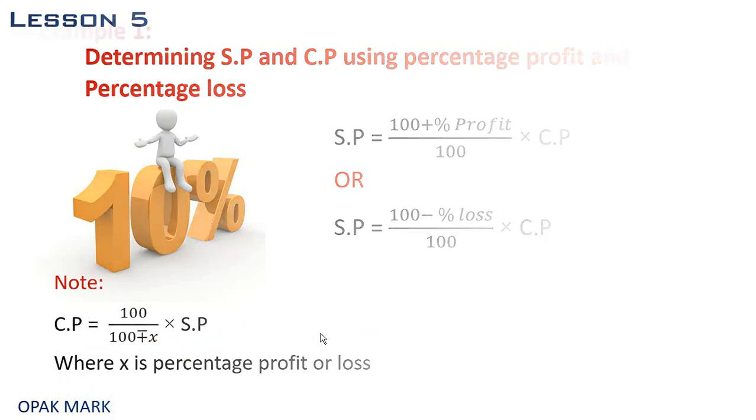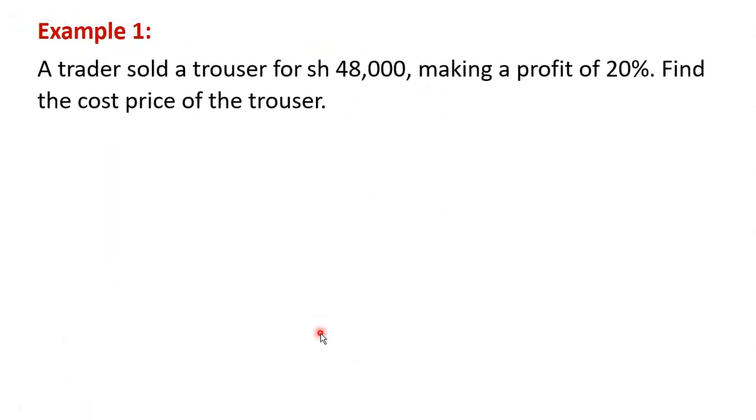Let's look at some examples. Example 1: a trader sold a trouser at shillings 48,000, making a profit of 20%. Find the cost of the trouser. Here we have the selling price, because this is the amount at which this trader sold the trouser. So that is the selling price of 48,000 shillings, and the percentage profit is 20%. So we need the cost price.